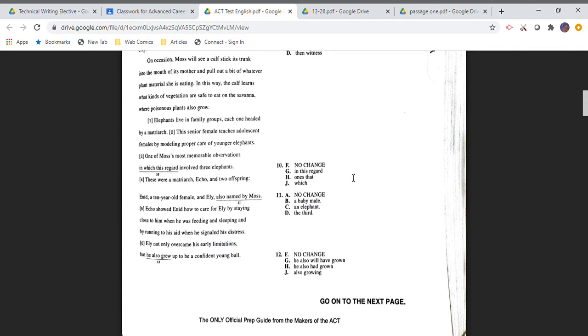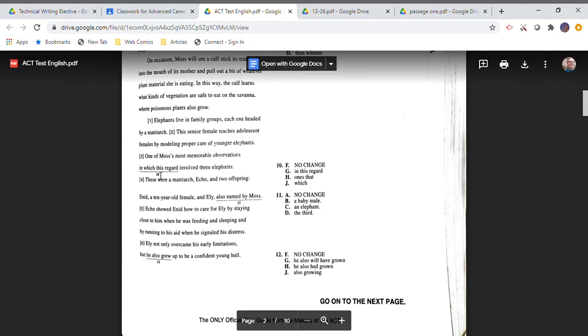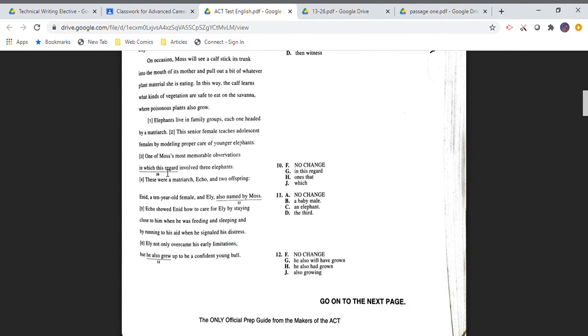One of Moss's most memorable observations in this regard. Okay, so "in this regard" refers back to the sentence before it, right? This is a pronoun, which means it has to refer to some sort of noun. So "this regard" is a pronoun phrase, which has to be referring to something else. So we look back to the sentence before it. The senior female teaches adolescent females by modeling proper care of younger elephants. Modeling proper care is what "this regard" is referring to. So modeling proper care and "this regard" are talking to each other. They have something to do with each other.